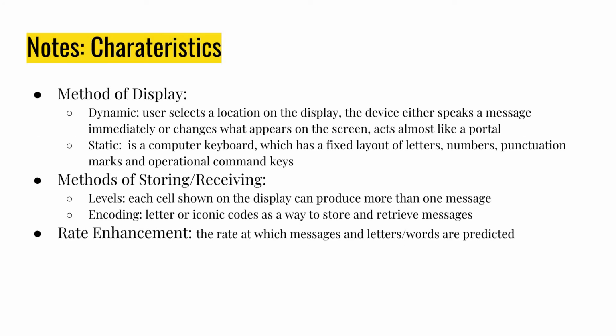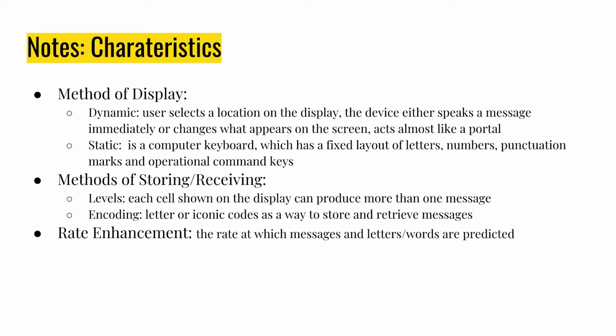Next in my notes, I went on to characteristics. So as you can see, I came up with kind of 3 different categories of characteristics, each kind of having their own subcategories. The first method is the display method. So in this characteristic set, it's going over whether the display is dynamic or static. So dynamic devices is kind of when the user selects a location on the device, and the device either speaks a message immediately or changes what appears on the screen.